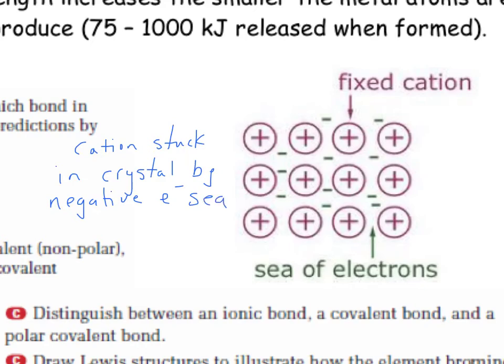Now, a good analogy for a metal crystal is a Rice Krispie square, where the positive cations are your Rice Krispies and the negative electrons are a sticky, marshmallowy negative glue.